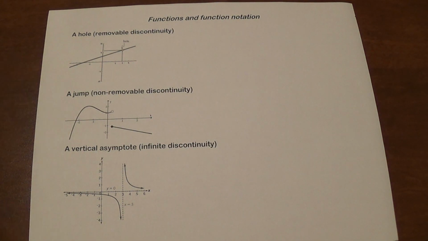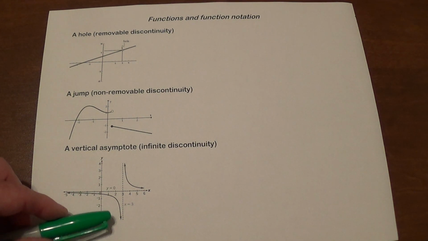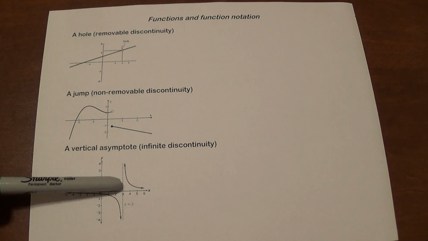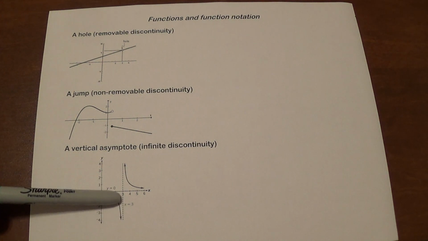And the third type is when you have a vertical asymptote. That's when you have an infinite discontinuity. That's when the graph is going to start approaching a certain value from the left and right of that, but it will never reach that value. Like in this case, for this function, the value of x cannot ever be 3.